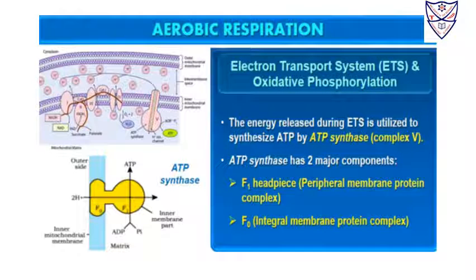The energy released during the electron transport system is used for the synthesis of ATP with the help of ATP synthase, which is complex 5. ATP synthase has two components: the F1 headpiece, that is the peripheral membrane protein complex, and F0, which is the integral membrane protein complex. So these are the complexes F1 and F0.